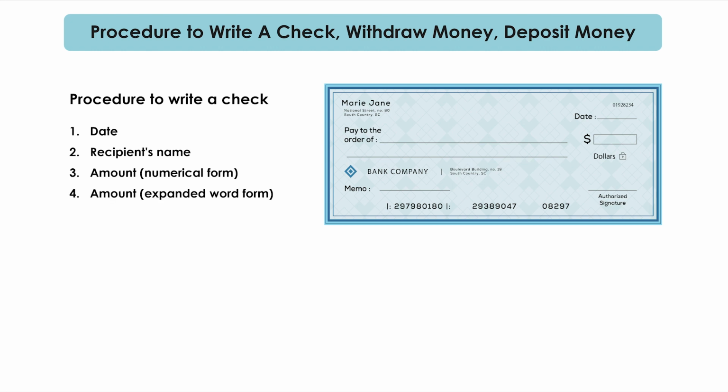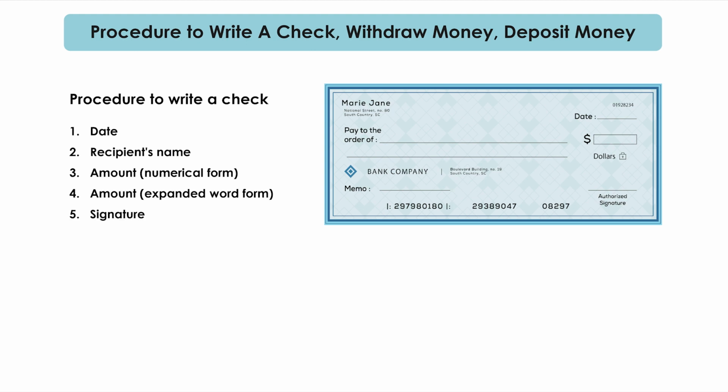4. Amount, expanded word form. On the vacant line below the recipient's name, write the dollar amount in extended word form as well. Cents, on the other hand, should be put in fraction form, and in tiny letters to guarantee that the complete amount can be written out, because this is the legally recognized amount on the check you're writing.